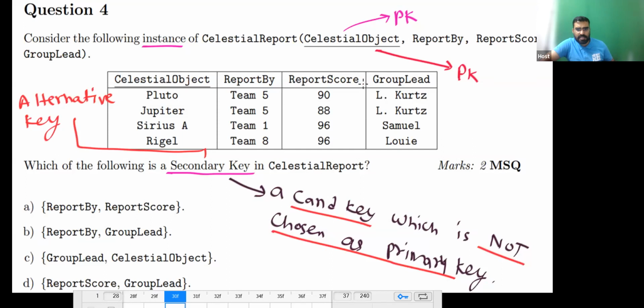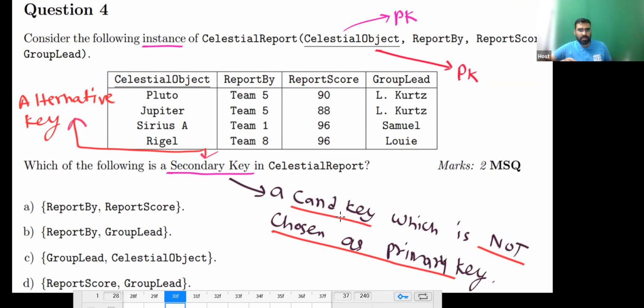Mavit is asking, is this a standard terminology? Yes, this alternative key is a standard terminology. In most books you will find this terminology. But anyway, both are basically the same. That is the reason I'm saying this question is not worthy of the GATE exam. So don't think too much. Basically, very simple: the secondary key, another name is alternative key, and that is a candidate key which is not a primary key.